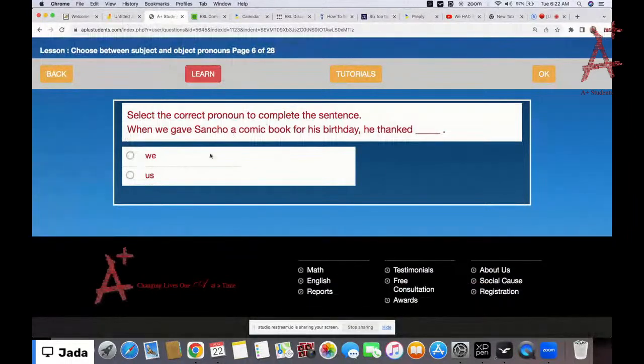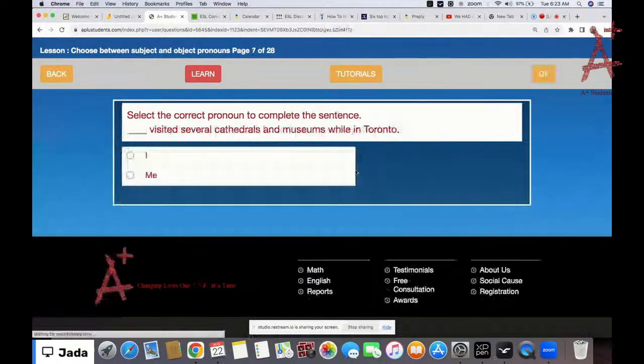All right, so we have, he gave Sancho a comic book for his birthday. He thanked what? Thanked us or thanked we? Thanked us or thanked we? So what is it? Okay, thanked us. So this answer has the action verb because it says gave. So you gave something to someone. And then this one is I because it was in the tutorial. So I visited several cathedrals and museums while in Toronto.